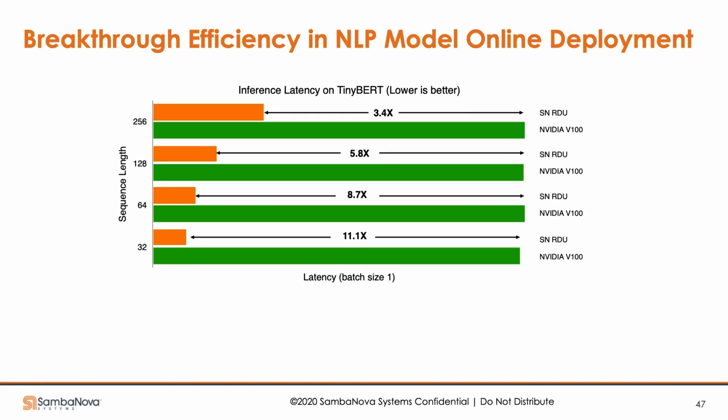Whenever we execute these on GPU, because of the kernel by kernel execution mode, these models don't really execute well on GPU. However, when we execute them on our hardware, we can map some of these models directly onto our hardware, and the spatial dataflow execution allows us to achieve much better efficiency than what was previously possible. In fact, if I look at TinyBERT and compare for different sequence lengths, we are able to achieve inference latency that is anywhere from 3.4x to 11.1x better than what was possible on a GPU.